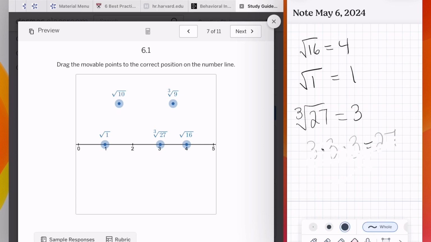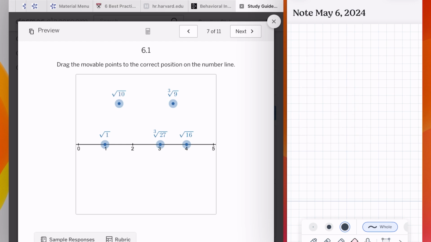And then these other two, these are irrational numbers, the last two. So we're not going to be able to get it exactly right. We're just going to do our good estimate. Okay, so for this, I'm going to think about the square root of 10.